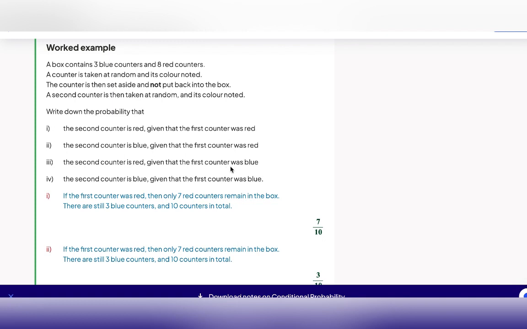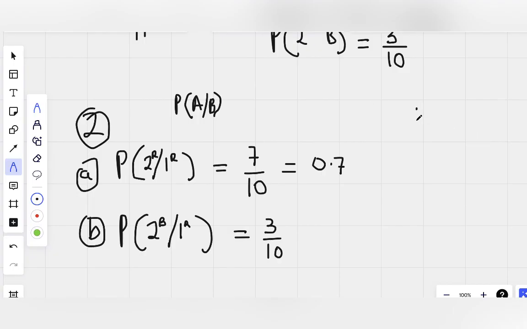Now, the third question of conditional probability asks for the probability that the second counter is red, given that the first counter was blue. Okay, second is red, given that the first was blue. Now, let's find the probability of the first one being blue. The probability of the first counter being blue is what? First one blue is 3/11, right? If the first counter you chose was blue, this probability will be 3/11.